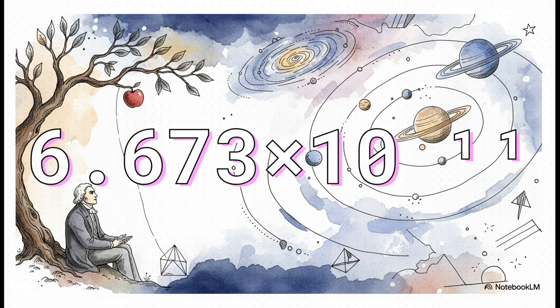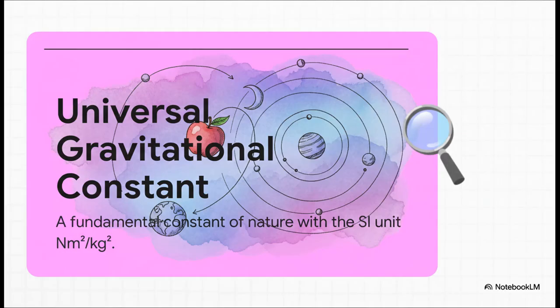It was painstakingly measured by a scientist named Henry Cavendish way after Newton's time. And just look at how incredibly small that number is. That's a decimal point, followed by 10 zeros before you even get to the 6. It's almost impossible to imagine how tiny that is. And this constant G has its own unique and pretty complex-looking SI unit, Newton meter squared per kilogram squared.